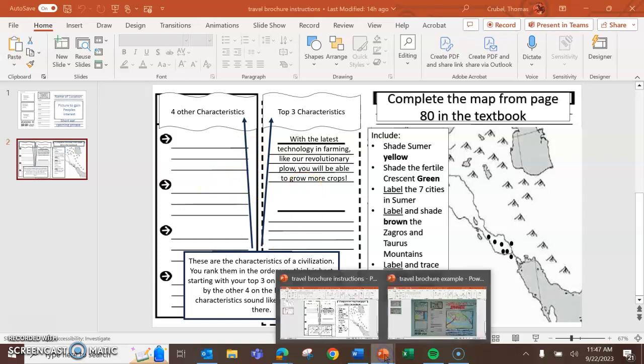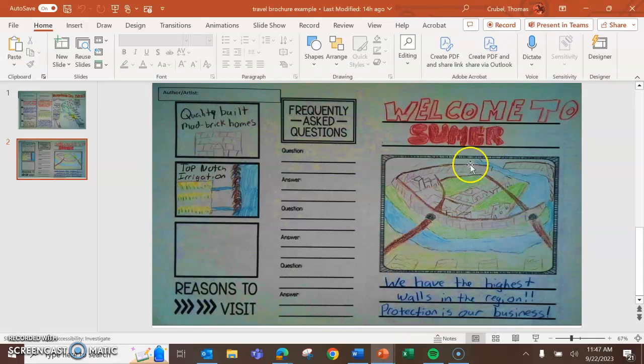Let me show you my example that I did. So here was my title, Welcome to Sumer. Here's my drawing of one of their walled cities. Got the ziggurat there in the middle, got some of the housing, some nice open space, got their fields and everything. And then my ear-catching phrase, we have the highest walls in the region, protection is our business. Something to get people going, oh, that's kind of cool, let me go there. Over here, there's my quality built mud brick homes. I had my top-notch irrigation. So that's how you do that little part.